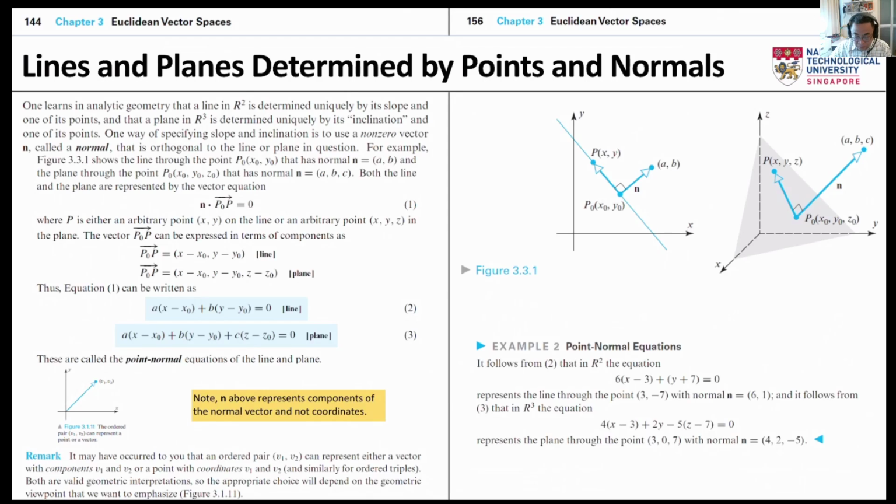In this slide, we are going to digress and talk about lines and planes determined by points and normal. We'll focus on the word normal. When we say that a vector is normal, it also means that it is orthogonal to something.